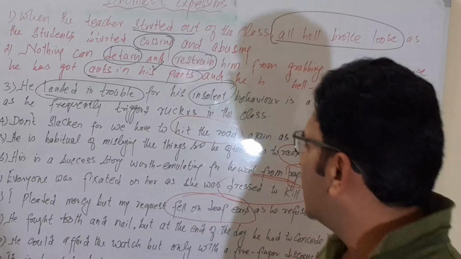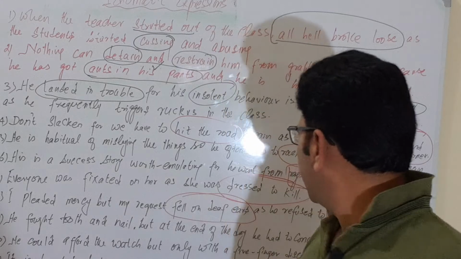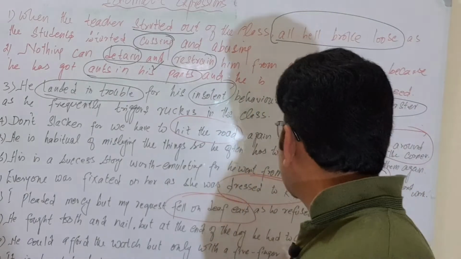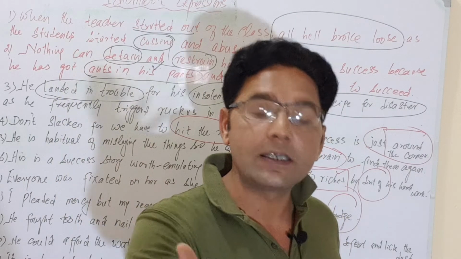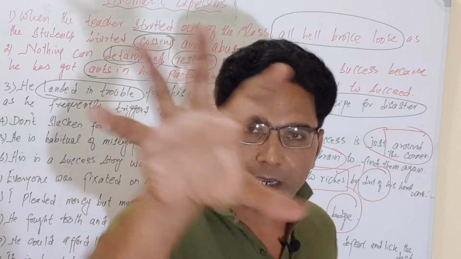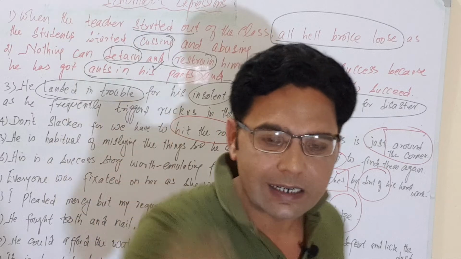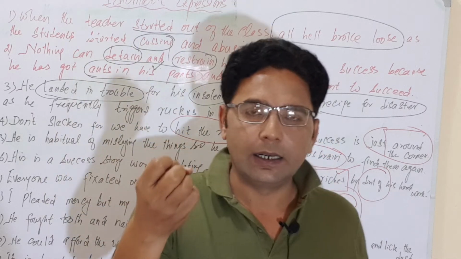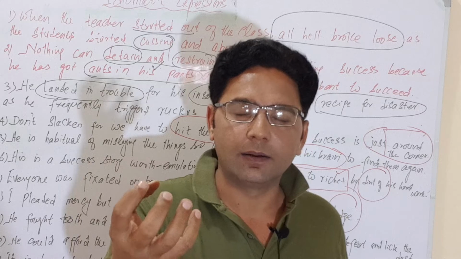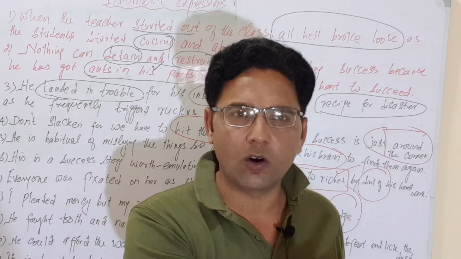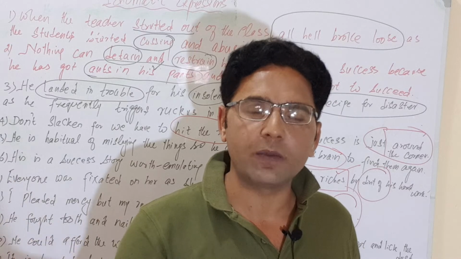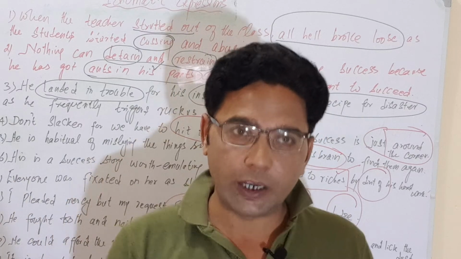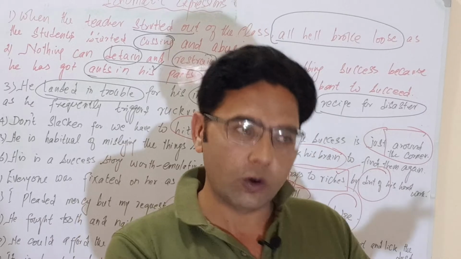Next is he could afford the watch, but only with a 5-finger discount. This is an idiom. 5-finger discount means that when you steal something, you steal with your 5 fingers. So this is an idiom from that context. You steal with your fingers. So a 5-finger discount means stealing. So he couldn't afford the watch, and he could get the watch only because he stole it.